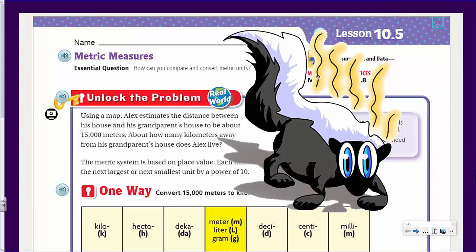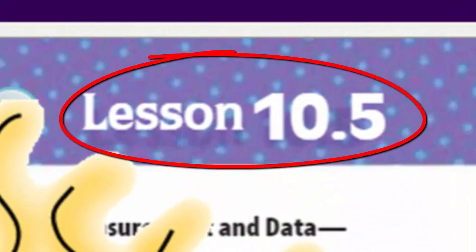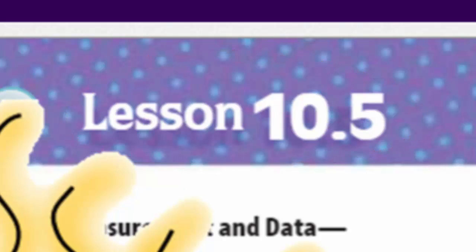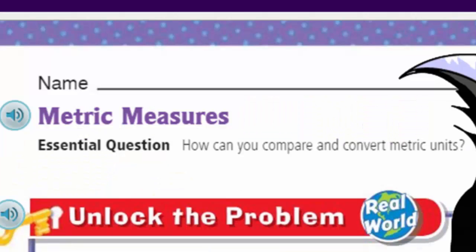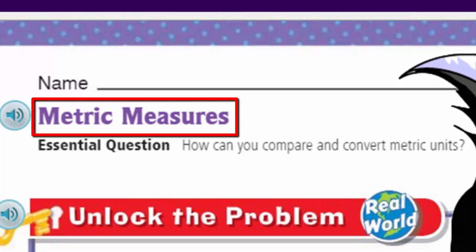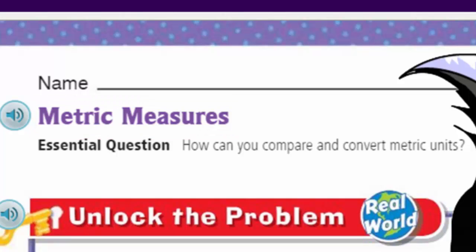But hey, my friends, it's not all about the skunk. We're doing lesson 10.5. That's right, and you can see our topic. We're moving on to metric measures. I was waiting for that to come. It's here. We were working with customary units. Now, metric. For some of you, this might be the first time. I don't know if you've had metric units before. But let's go ahead and look at our essential question.